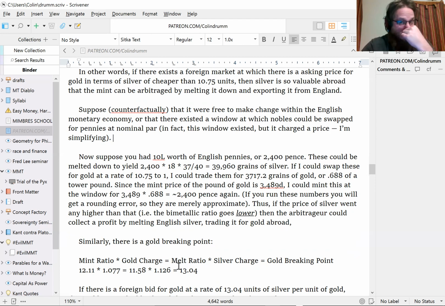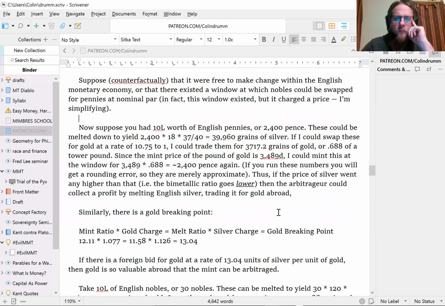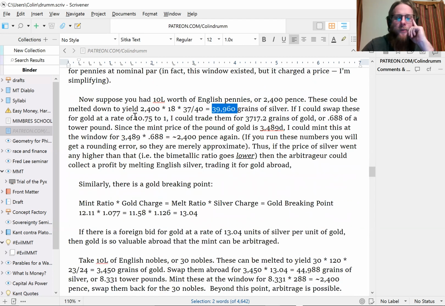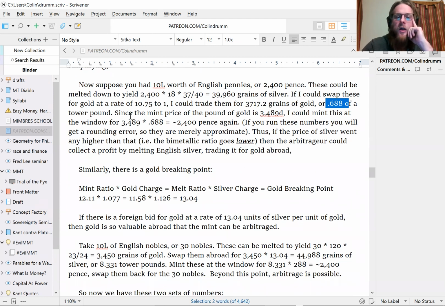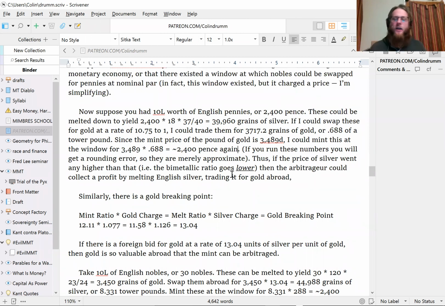So let's assume this free to make change. Suppose you had 10 pounds worth of English pennies, 2,400 pence. Melt them down, you get this much silver, 39,960. If I could take those abroad and swap them for gold at 10.75 to 1, then I could get 17.2 grains of gold, which is about 6.688 of a tower pound. And if I took these back to the mint and sold them for the mint price, I would get about 2,400 pence. If you run these numbers, there's rounding errors because this is not an exact number, but this is an approximation. Okay, so basically that's the point at which you could for free just continually swap this money back and forth.